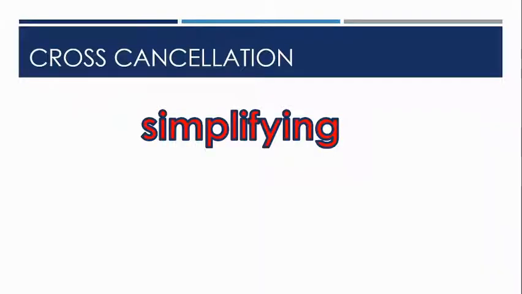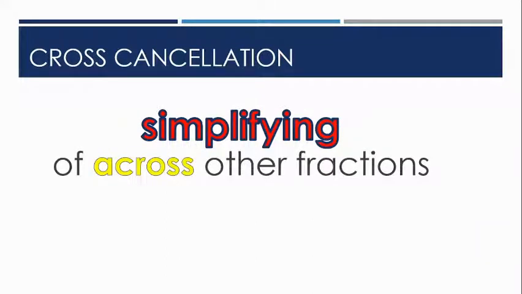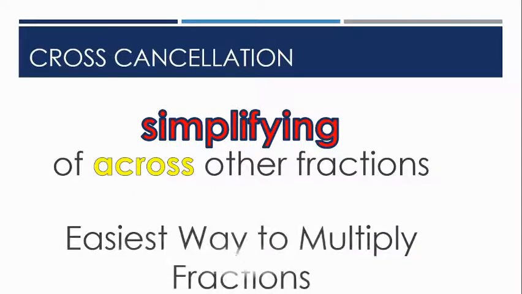When we say cross cancellation, it is the same as simplifying fractions, but in a way that we are allowed to simplify fractions across other fractions. Take note that this is only applicable for multiplication of fractions, and it is the easiest way to multiply fractions. Why? Later on you will find out after discussing a few examples about it.